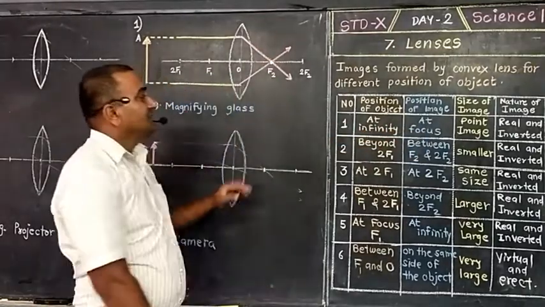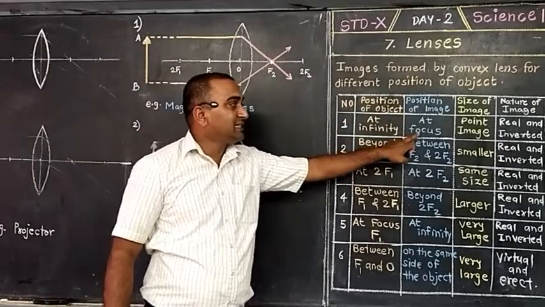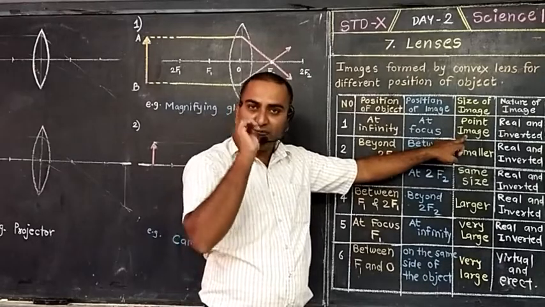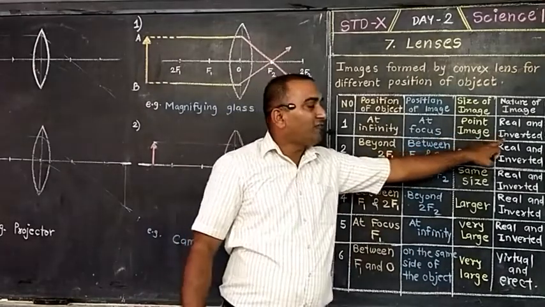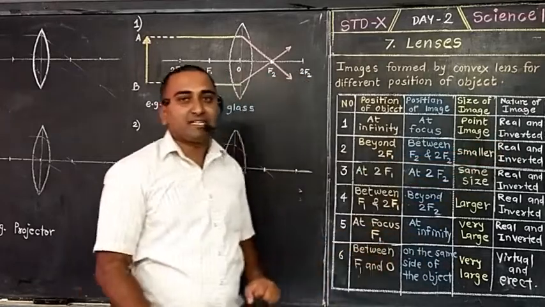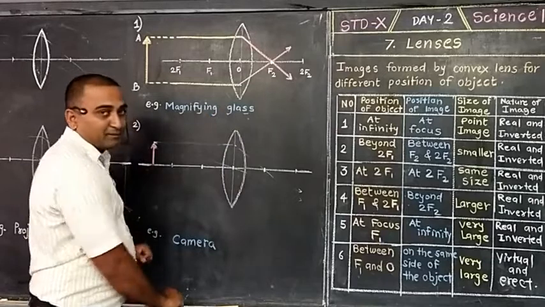So when the object is at infinity, the image is at the focus. How is the size of the image? A point image or highly diminished image. And what is the nature of the image? Real and inverted. What is an example of that? See, a magnifying glass is an example.